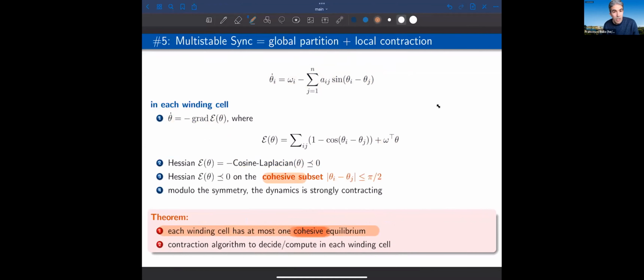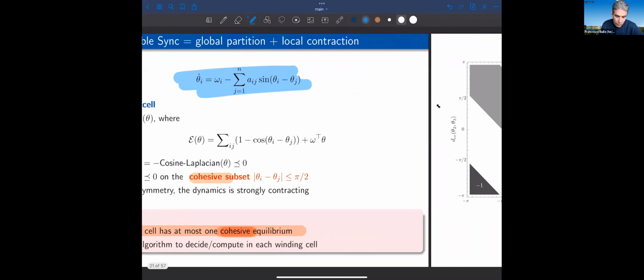Now, there are pieces of code out there that, given a graph, will compute simple cycles for you. And from the simple cycles, you compute the winding cells. Then you can write an algorithm, a contraction algorithm, that studies each individual winding cell and determines if a point exists or not. That's the best possible algorithm you may get in terms of computing all stable synchronous evolutions of this system here, or cohesive synchronous evolutions of that system there. So it's a wonderful construction, and if you put everything together, things work out.